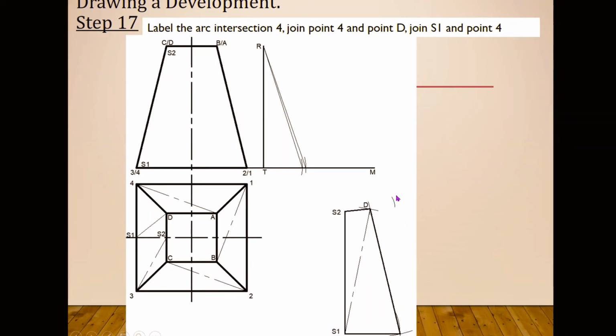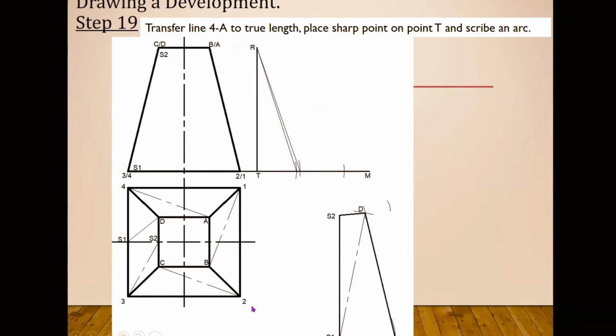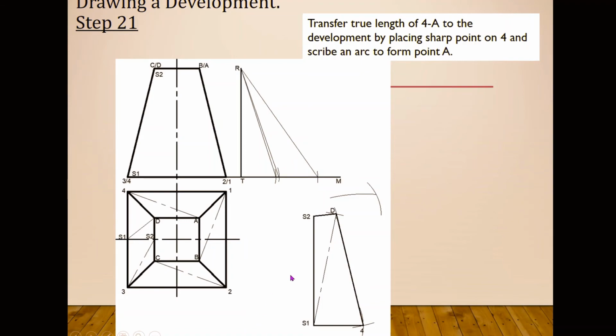When you are scribing the second arc here, you scribe another arc now. When you're scribing this arc, you're going to take the measurement for the point that you are looking for. We're looking for point A now, so you're going to measure the distance from D to A. From D to A, you place your sharp on D, then you scribe another arc.